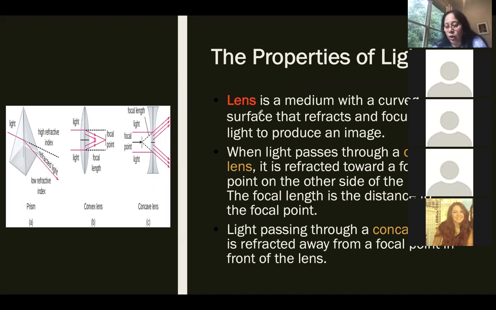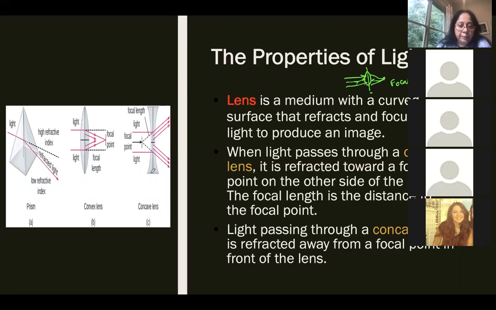A lens is an object that has a curved surface. If light falls onto that curved surface, it collects all the light rays and helps them fall onto one point. That point is called the focal point, and the distance between the median and the focal point is called the focal length.